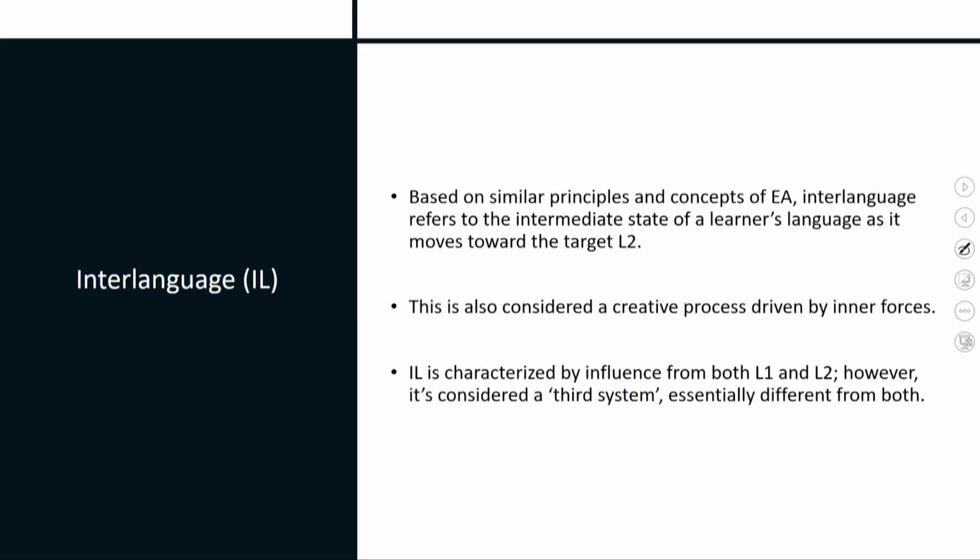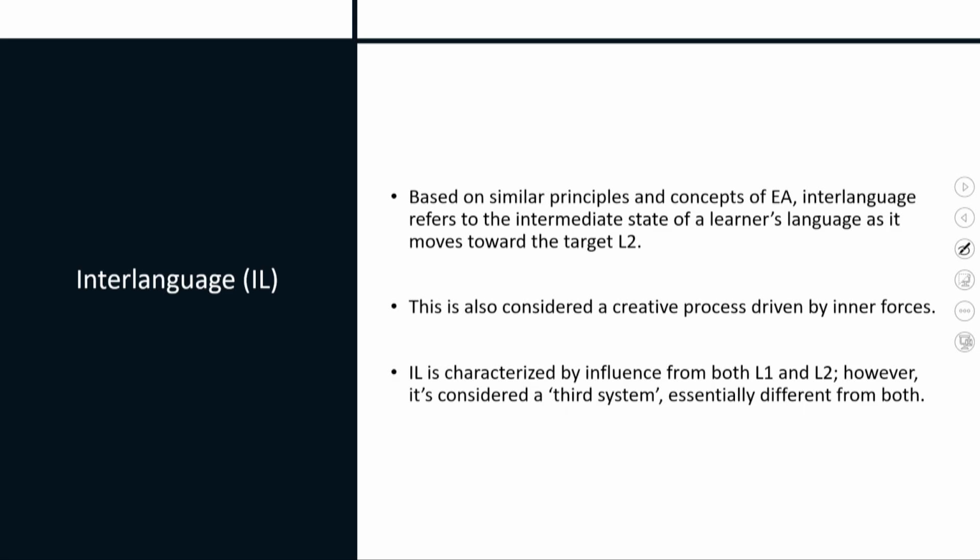This is also based on similar kinds of concepts, that is, of EA. Interlanguage refers to the intermediate stages of a learner's language. So, when you start learning an L2, you go from very low proficiency to high proficiency, and in between there are many stages. Those are intermediate stages where you are making changes. Gradually you make changes. Initially you may have a very simple sentence structure, eventually you understand the morphology of the language, and eventually you are able to use them properly and so on.